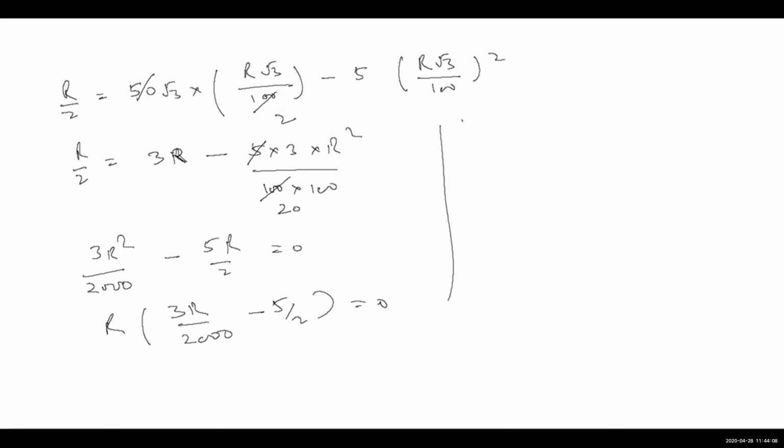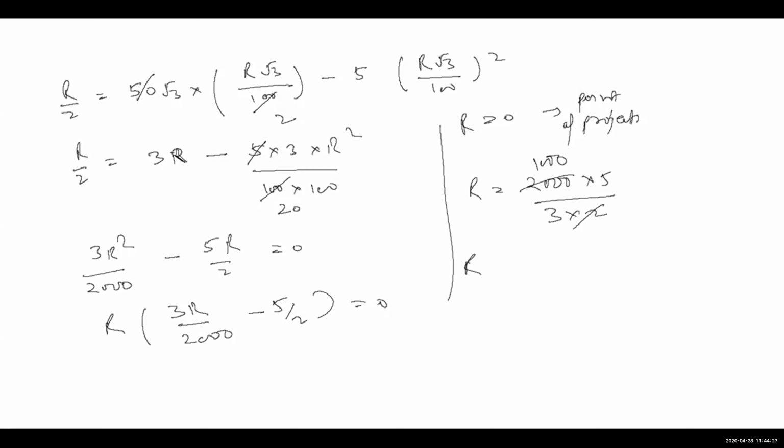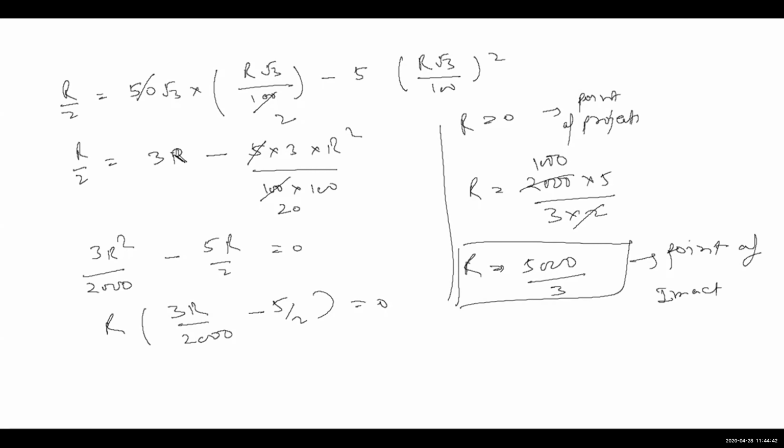So one solution is R equals 0, obviously this is the point of projection. And the second answer is R equals 2000 into 5 divided by 3 into 2. So that becomes 1000, R becomes 5000 upon 3. This is the point of impact. Check my calculation, is it all right?